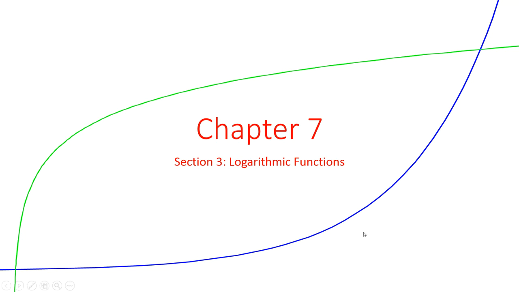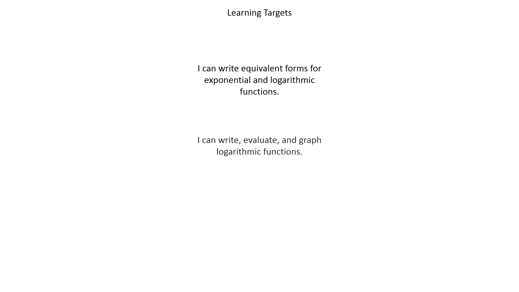So, what is a logarithm? That's a very good question. That's what we're going to be looking at today. First of all, learning targets. I can write equivalent forms for exponential and logarithmic functions. This is a lot easier than it sounds and is one of the main things you're going to be doing today.